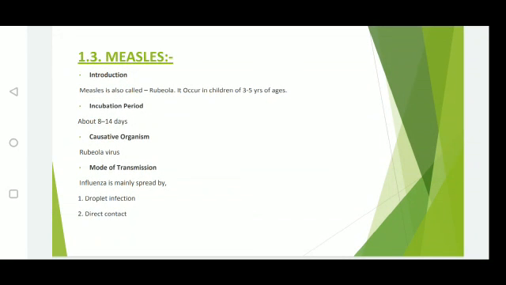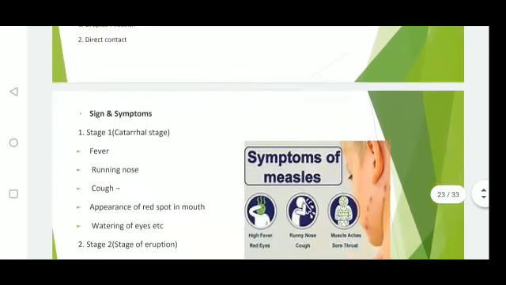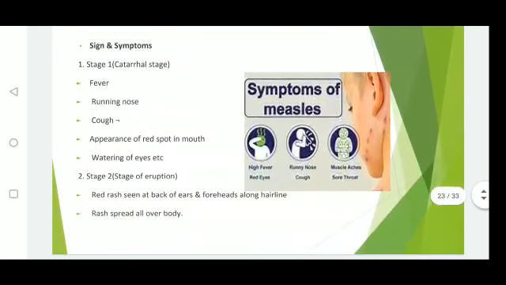Then what is the mode of transmission? It can be spread through droplet infection or person-to-person contact. Then what about the signs and symptoms? In the picture image, it is showing that the person is having high fever and red eyes. Then the second one is a running nose and cough. Then third, muscle ache, that is pain. Body pain will be there, and a sore throat also is there.